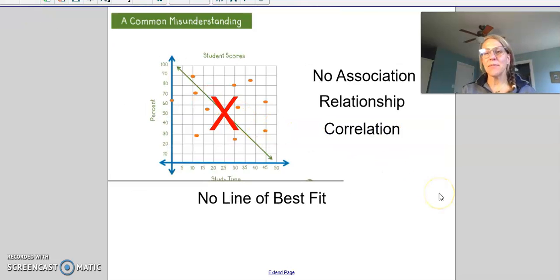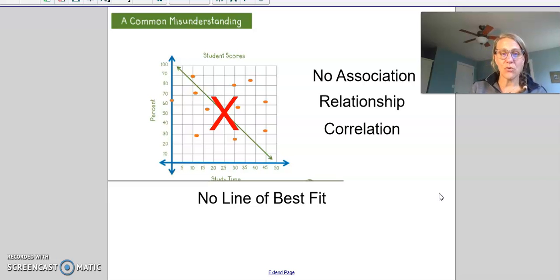So sometimes people think, okay, there's gotta be a line of best fit for everything. And that's not the case. Sometimes there is no association or relationship or correlation. So there would be no line of best fit. Also, if it's curved, you wouldn't make a line of best fit. You would end up making a curve of best fit.